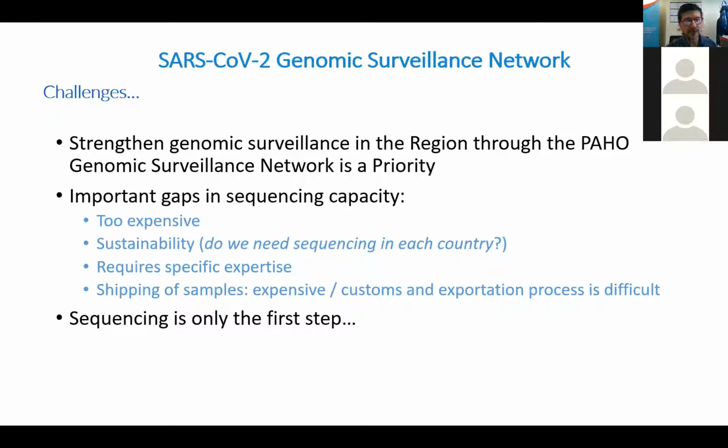And to end, I simply wanted to mention a few challenges that we still have ahead of us in terms of sequencing on the one hand. Definitely, it is a priority for us to strengthen the genomic surveillance processes. That's exactly the work that we're doing in the genomic surveillance network in PAHO. We have a lot of gaps still. We have a lot of aspects we have to continue to work with.